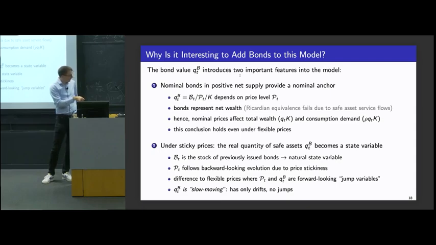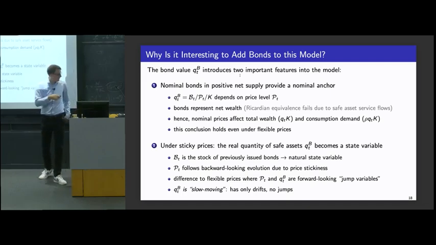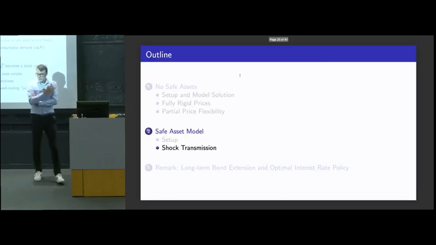In flexible prices, that's different. Then P_t and Q_t^B are so-called forward-looking jump variables. They can adjust to shocks. But here, Q_t really is slow-moving, and it will only have drifts, and it won't have any jumps. So it's not just a state variable, because you could have a state variable that jumps, but the jump is kind of backward-looking. But here, it won't jump at all. The shock comes, but it only has this drift because of sticky prices. And these two features will change some of our implications.